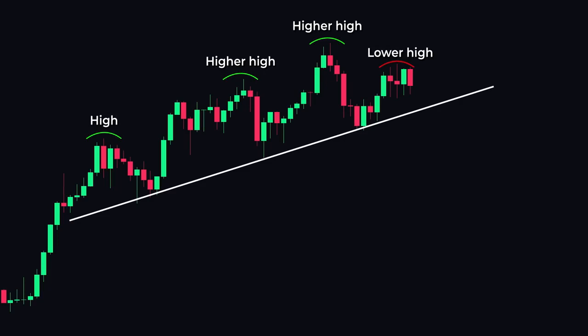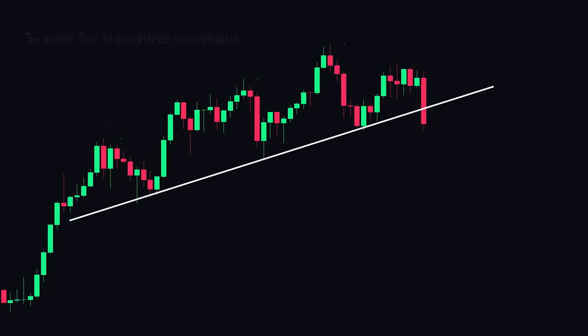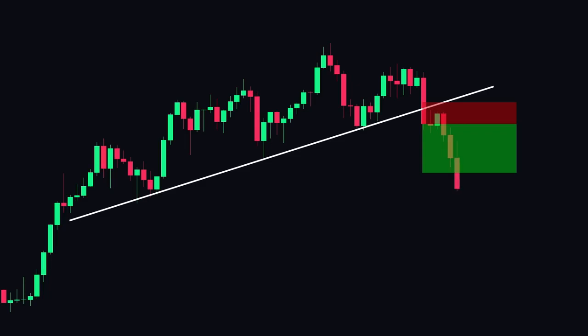Once this happens, we wait for the price to close well below the trend line, confirming the trend change. And because this is a bearish setup, we take a short position. Next, a stop loss could be placed slightly above the trend line break, and a take profit at 2 times the stop loss size. And as you can see, price went down and hits our take profit.